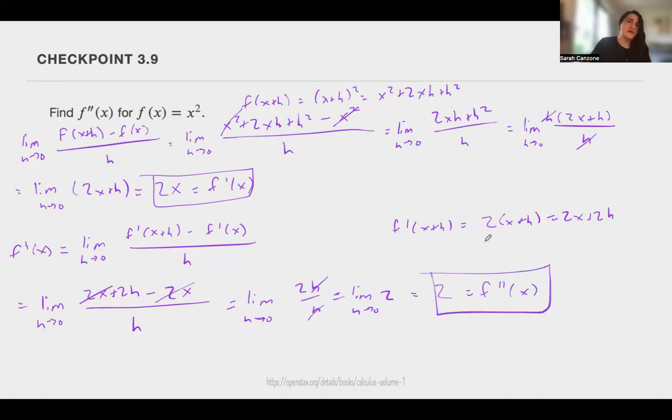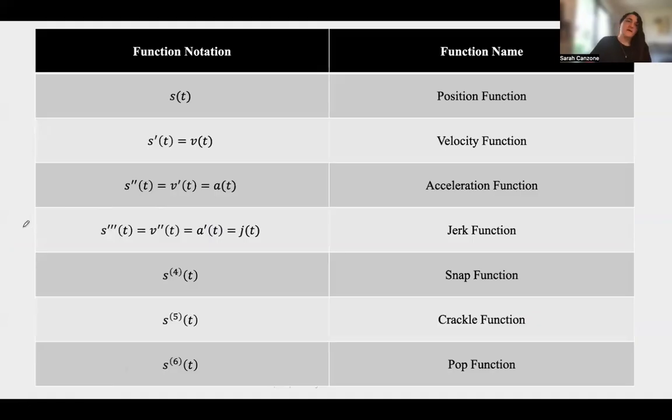So that's your answer. And you can find however many derivatives you want. If you tried finding the derivative of this, you would actually find out that it's 0. Pretty fun. All right. So now we get to the fun stuff. This is our last slide of the day.